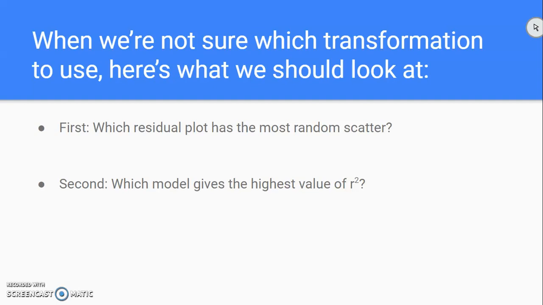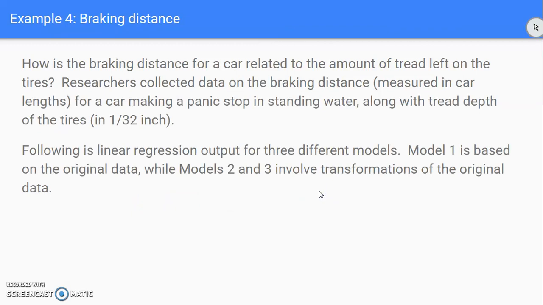So if you're not sure which transformation is best, the two things we want to look at are first the residual plot, to see which one has the most random scatter, the least amount of curved pattern. That's always what we want to look for in a residual plot. And the second thing, if you have multiple residual plots that are very similar, is that you can look at which model gives you the highest R-squared value.